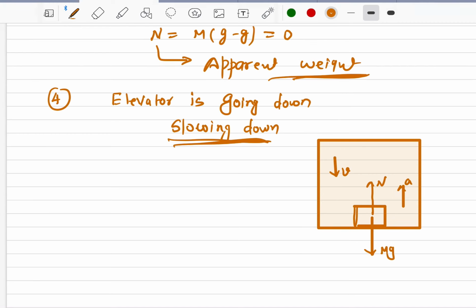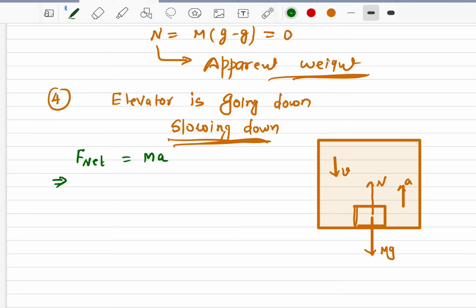Whenever I think of acceleration, think of it as a force. The only way things can slow down is when the force is in the opposite direction. That means acceleration is in the opposite direction to that of the velocity. So I have drawn all the free body diagrams here, the direction of forces. So let's write down Newton's second law of motion. The F net is equal to the mass times acceleration.